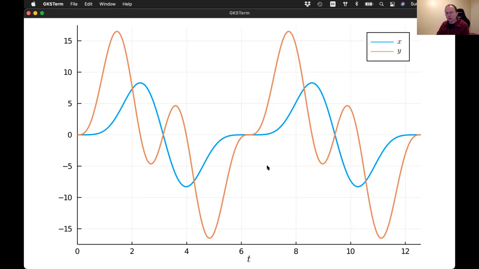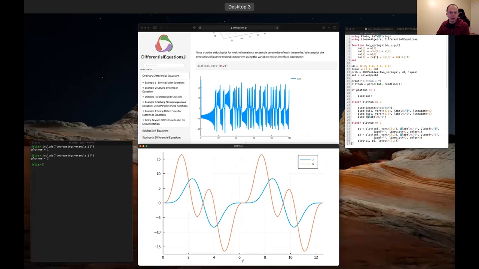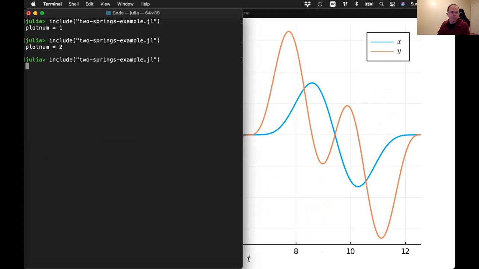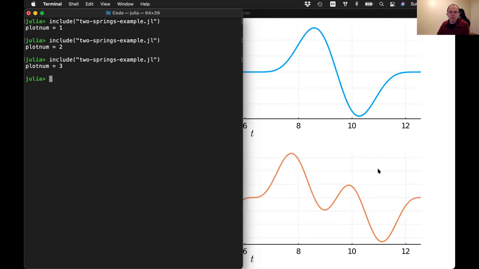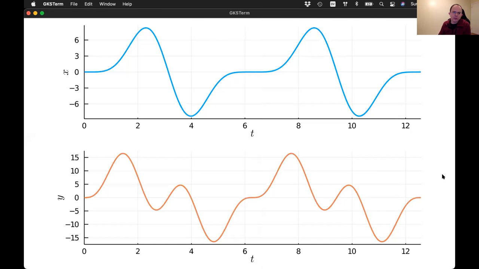Okay. And finally, the third way to plot this is to plot one on top of the other. So let's look at that. So there it is. So there's the third plot. There's the x solution up there, and then the y solution.